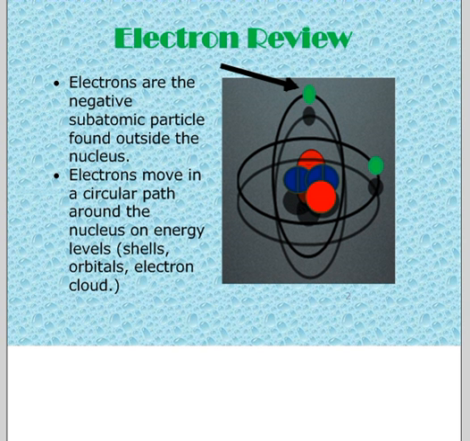They are shown in green in this diagram. Electrons move in a circular path around the nucleus on objects called energy shells. Those energy shells can also be called energy levels, orbitals, or the whole region can be called the electron cloud.